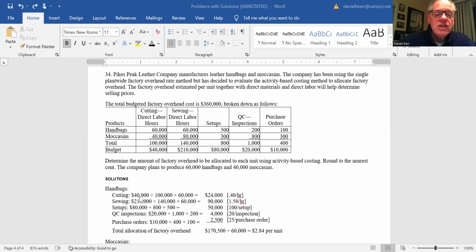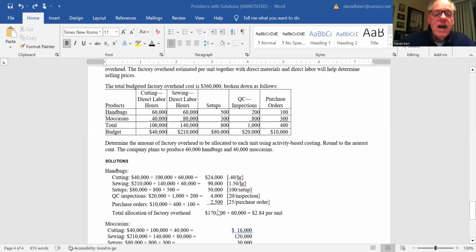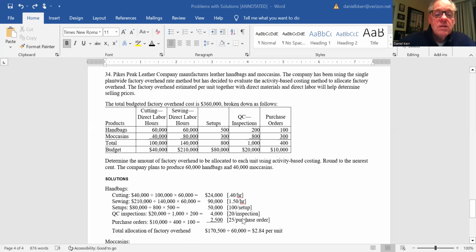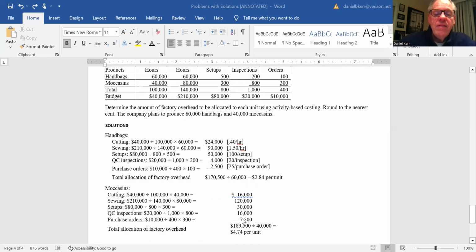So whether you use this fraction again, like 40 divided by 100,000 is 0.40. 0.40 times 60,000 gives you 24,000. So here what you've got is the total amount of overhead that is allocated to the handbags. And they told you that the number of units that were actually made were 60,000 units. Okay, so there's your 60,000 handbags. So 170,500 divided by 60,000 gives you $202.84.